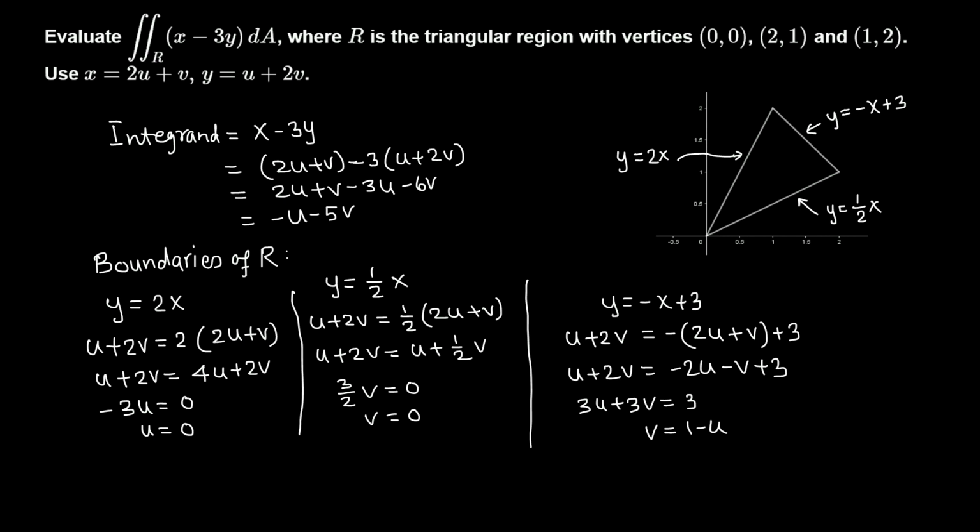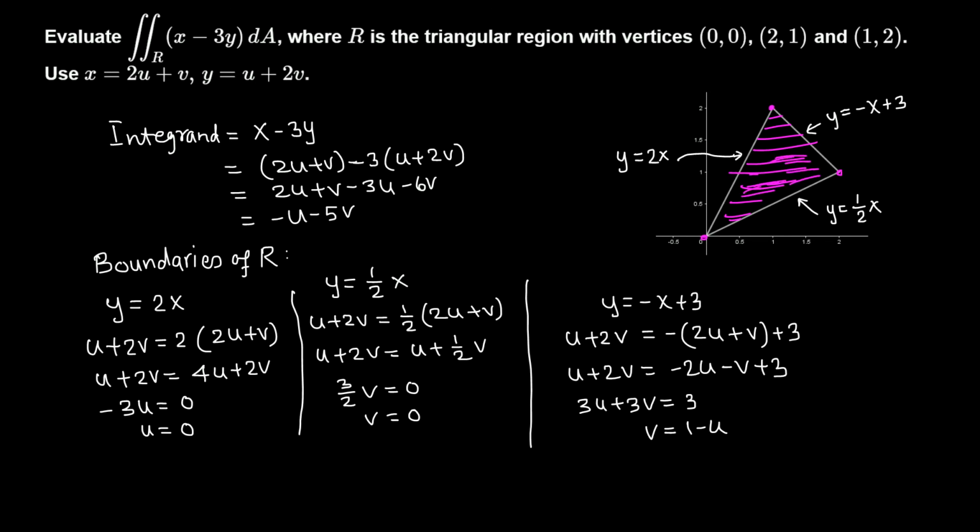Evaluate this double integral where R is the triangular region with three vertices, and we are asked to use this change of variables: x equals 2u plus v, y equals u plus 2v. So let's find the triangular region here. (0, 0) is the origin, then (2, 1) and (1, 2). So we have this triangular region where we are integrating.